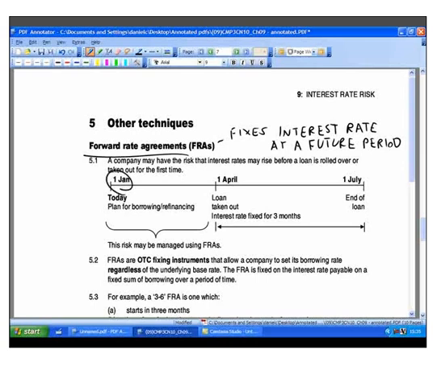The terminology here is that a FRA that's referred to as 3/6 starts in 3 months and finishes in 6 months' time. So it starts in 3 months and then it lasts for another 3 months.